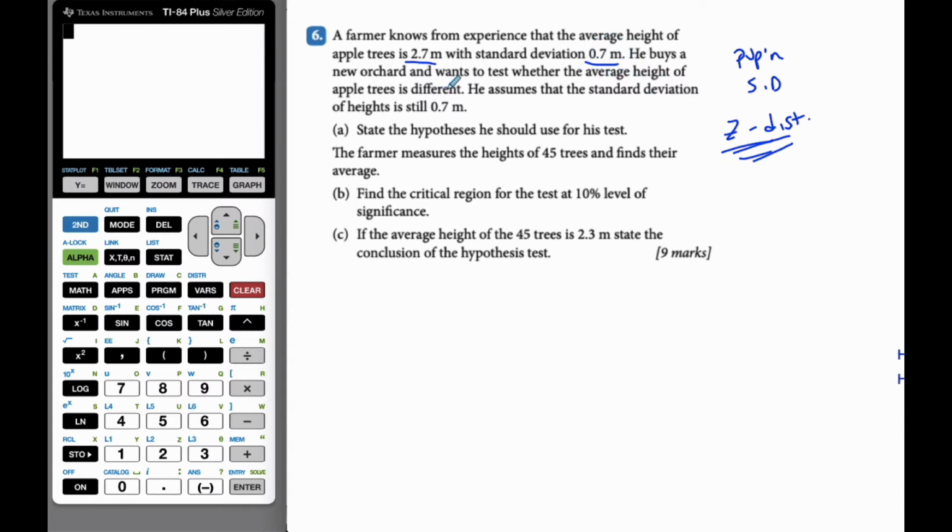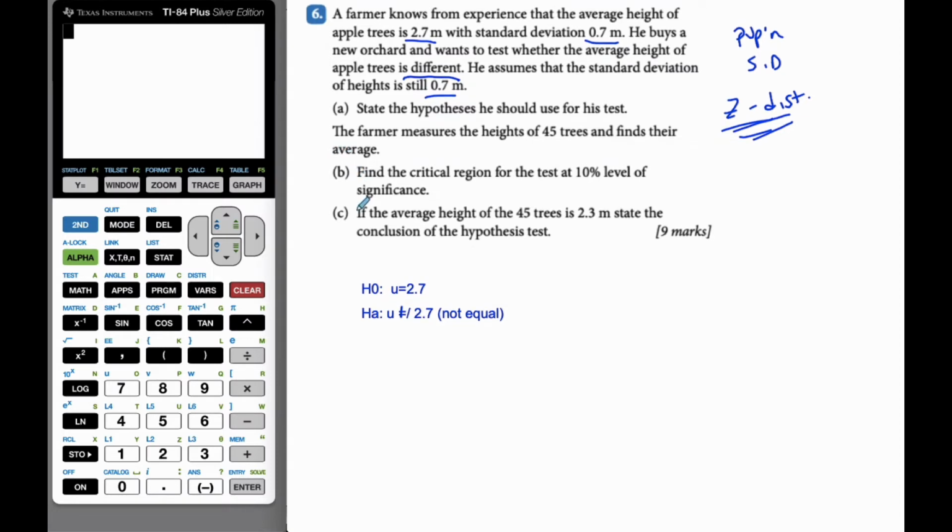He buys a new apple orchard and wants to test whether the average height of apple trees is different. Okay, he's not concerned if they're bigger than or less than, he just wants to know if they're not the same. He assumes the standard deviation is still this. State the hypothesis. Well, if that's the case, the null hypothesis is going to be that it equals 2.7. And the alternative hypothesis is that this average height does not equal 2.7 because it's a difference. So this is going to be a two-tailed scenario, so it's not equal to.